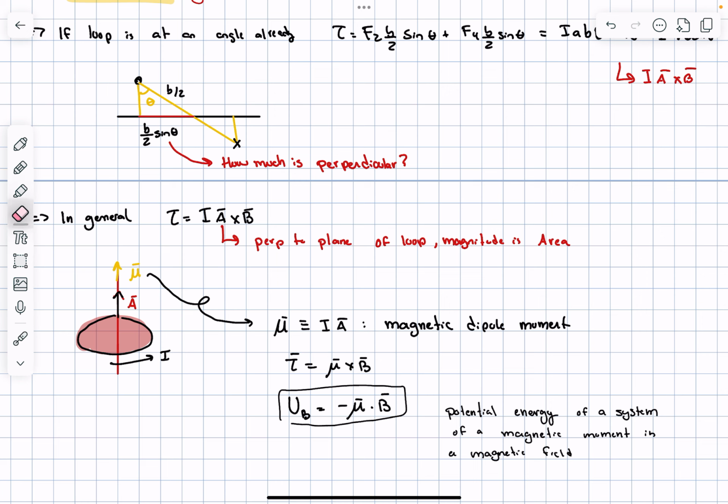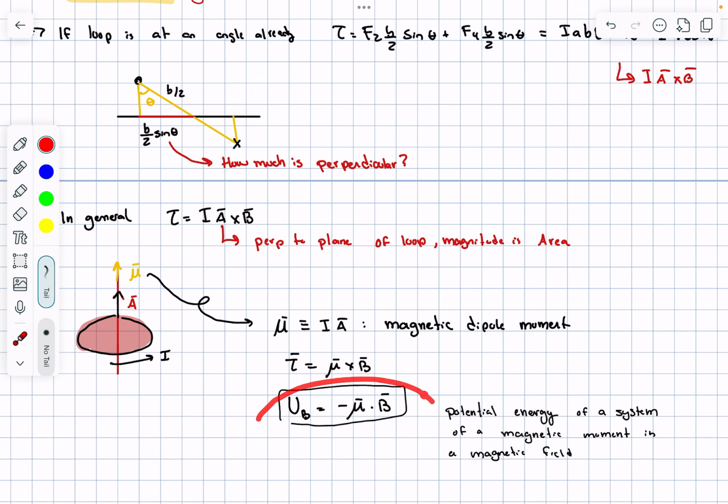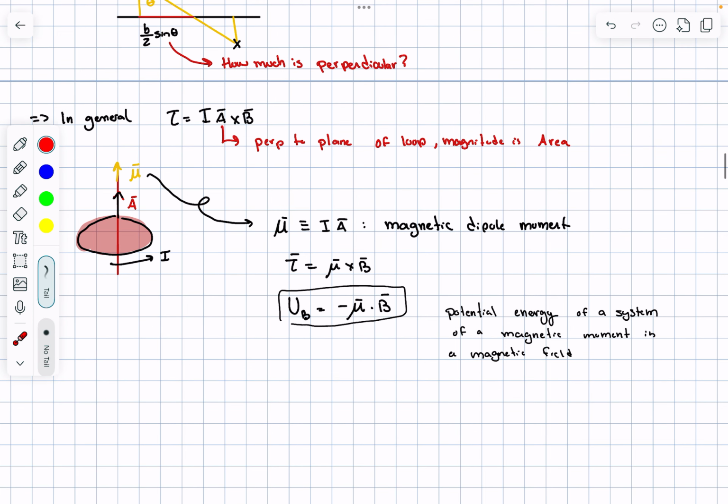I should also say that here, this is the last thing of the section, where we define the potential energy of a system to be the magnetic moment in a magnetic field. So here we have potential energy, the magnetic potential energy. This is the magnetic dipole moment dotted with the magnetic field. And that's about it. In the next videos, we're going to actually do some problems.